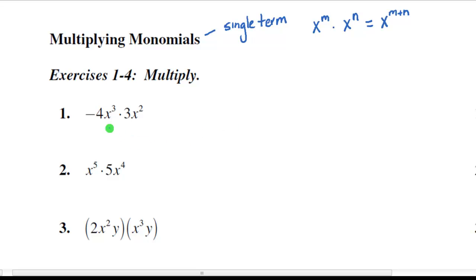Let's start with the first one. So we have negative 4x to the third times 3x squared. And you're going to multiply the coefficients together. So you're going to multiply the negative 4 times the 3, which is going to give you a negative 12. And then you're going to use that product rule of exponents to multiply the x to the third times x squared. So that's going to be x to the fifth. So negative 12x to the fifth.